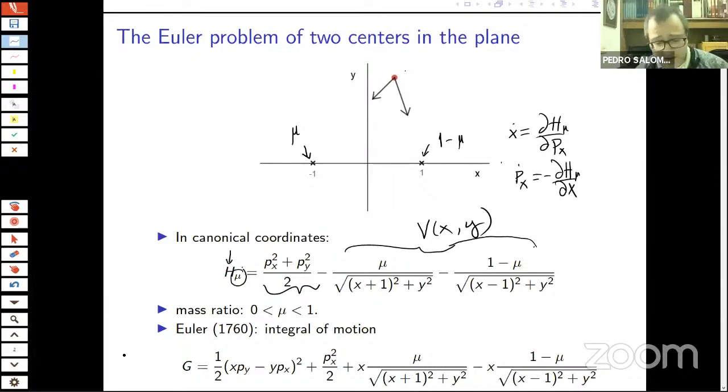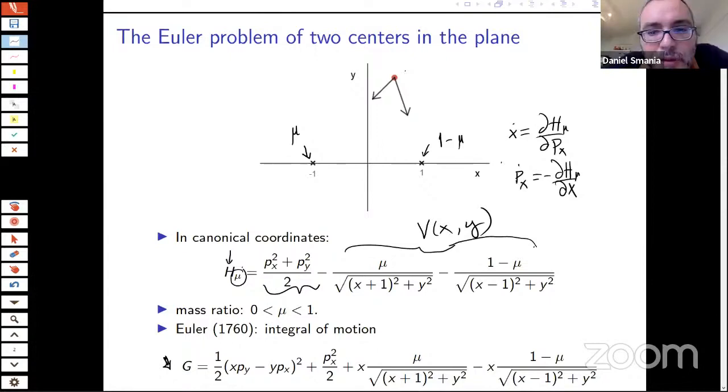And at that time, Euler also noticed that the system is not so complicated, meaning that there is another integral of motion for the flow, which is given by this expression that we see here. So G is a real valued function that is preserved by the flow, and it's independent of the Hamiltonian. So these two masses are fixed, and you have a probe mass that is moving. Yeah, we study the motion of this particle here, of this mass at this point here. So we have this other integral of motion given by the function G.